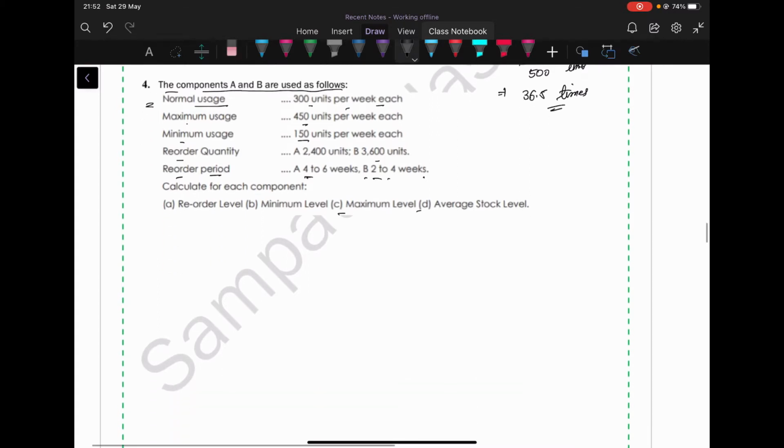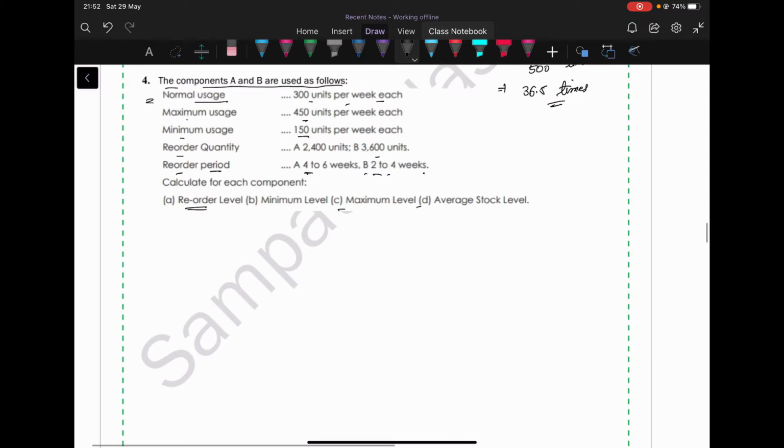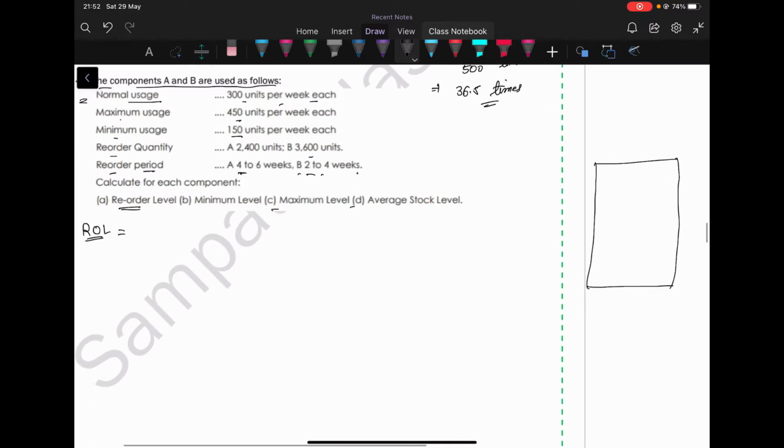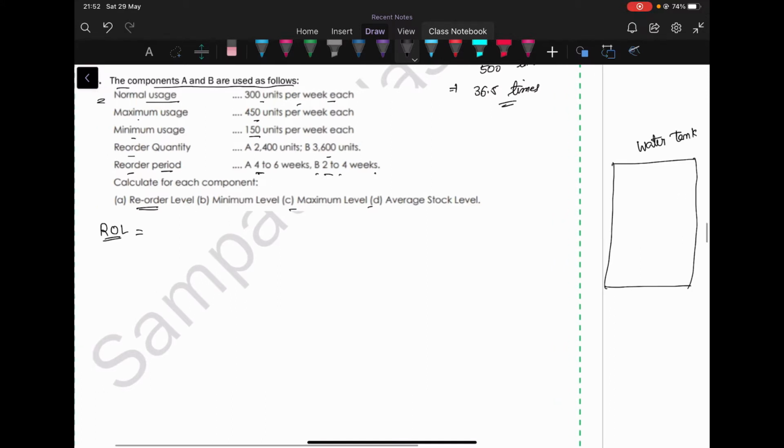Here, reorder quantity, reorder level. Reorder level is the one. I will give you an explanation here. Take the example: this is the maximum capacity we have. This is a water tank, and we are using the water from this tank. We need to place a request when we reach some level. So that is called reorder level.